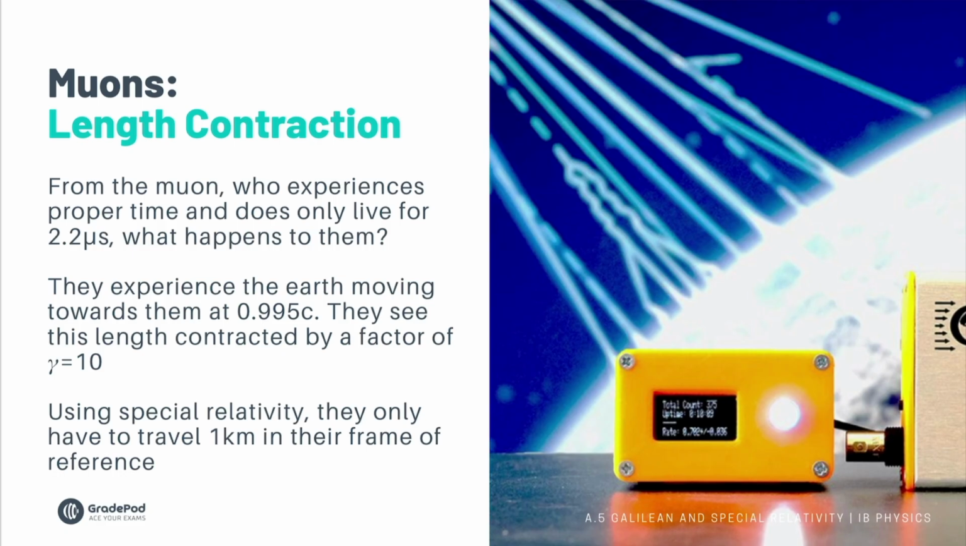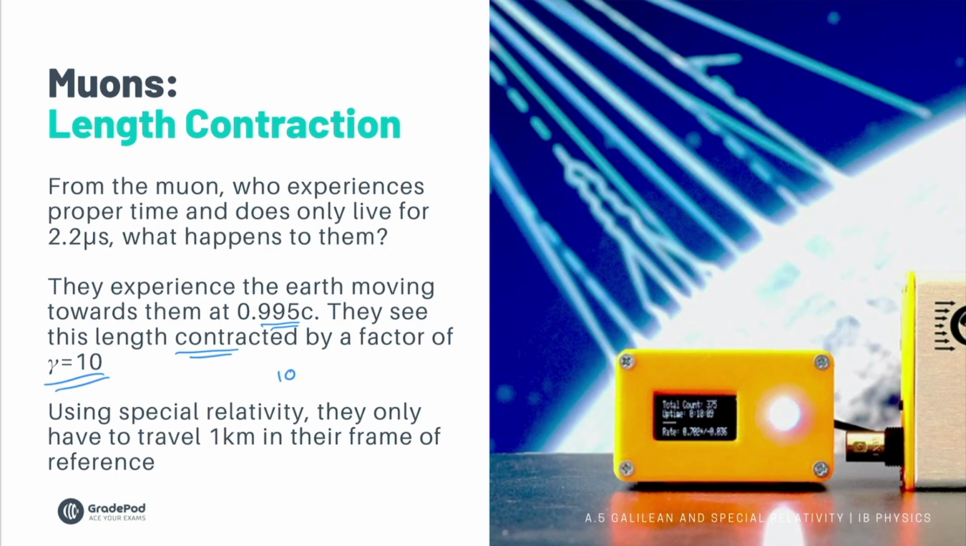Let's now think of special relativity in the frame of reference of the muon. The muon experiences proper time, and in the muon's life, it only lives for 2.2 microseconds on average. But it sees the Earth moving towards it at 0.995 times the speed of light. They see the Earth moving towards them really fast. Because of this, they experience length contraction, by the same Lorentz factor of 10.